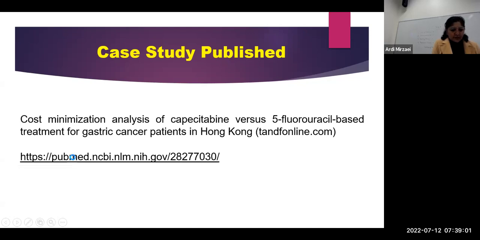And this is just one published article. Maybe later on you can see this. There are many published articles. This is a published article on cost minimization analysis of capecitabine versus 5-fluorouracil based treatment for gastric cancer patients in Hong Kong. So they have worked it out, and a full length article is there. Many articles are there like this, you can take the full length also.